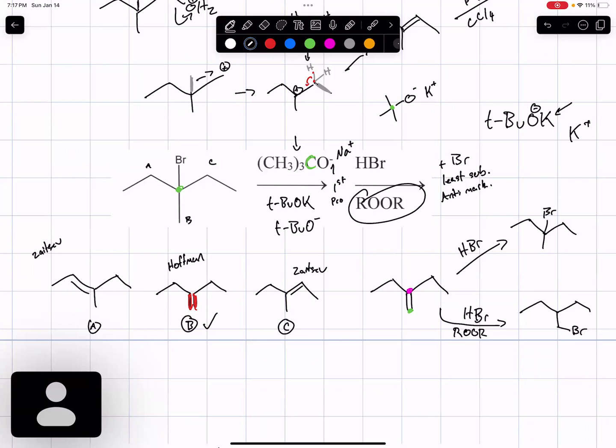And the kind of alkene that it's going to make is the Hofmann alkene. And we determined that this was the Hofmann alkene because we noticed here it had 3 substituents on the alkene. Here it only has 2. And A and C are the same answer because this compound is symmetrical.